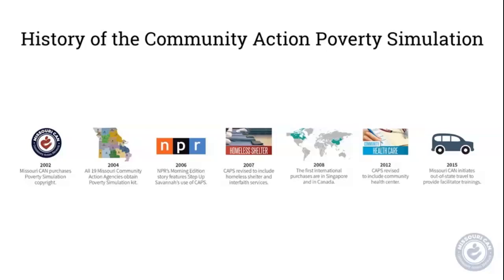We'll go through it pretty quickly. Around 2004 is when we actually began selling kits to organizations across the country. So we sell the kit license, or the kit itself, not just to community action agencies, but to groups all over the country. We'll talk a little more about that as we go through what the simulation looks like. Once we started getting kits out there, it became more popular. There was a radio piece on NPR in 2006, and once that occurred at the national level, Missouri CAN started getting a significant increase in requests to purchase the kit. Since that time, Missouri CAN has updated our simulation two times, once in 2007 and most recently in 2012, when we added the healthcare component as a resource station.